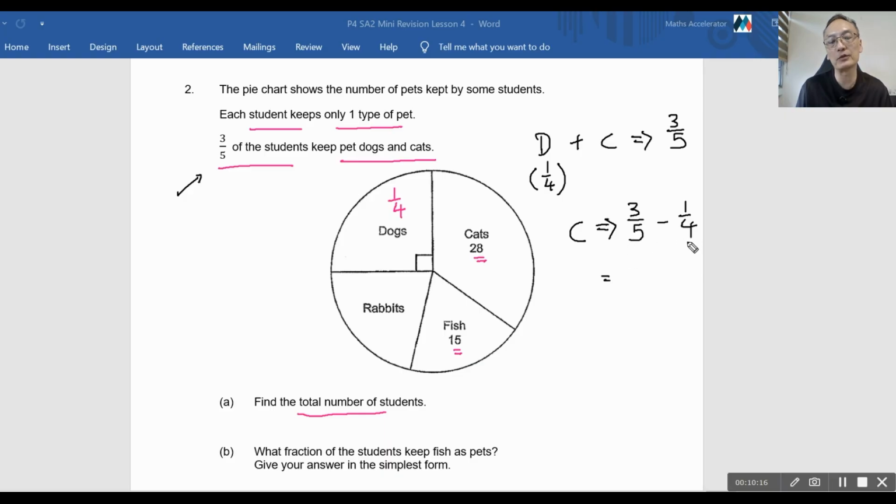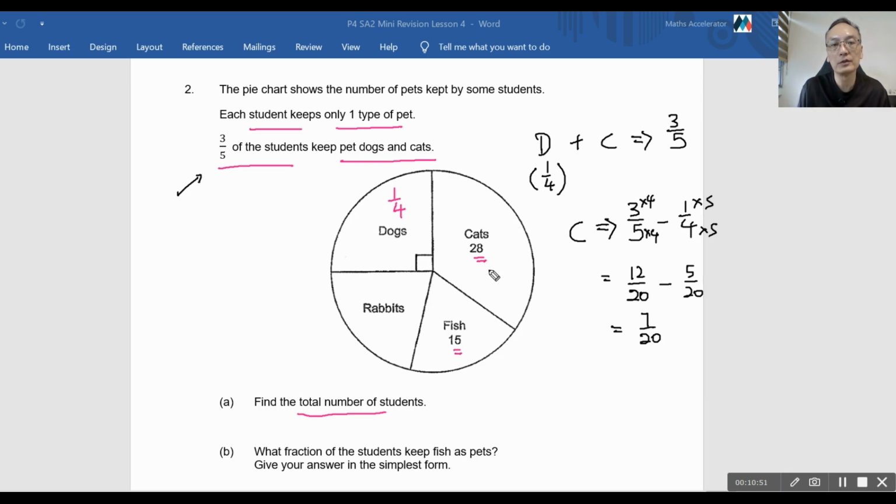We will be changing both fractions to the common denominator. The common denominator of 4 and 5 will be 20. So 20 means top and bottom times 4. We will get 12 over 20. Down here, top and bottom times 5. It will be 5 over 20. So we will take 12 minus 5, and we will get 7 over 20, right? 7 over 20.